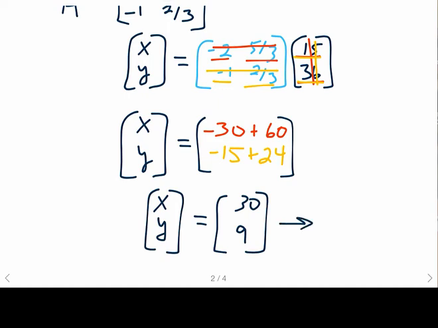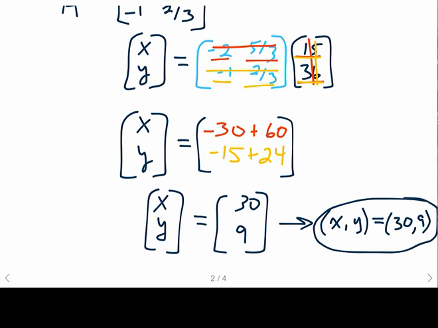If two matrices are equal, that means all their entries are equal. What we can conclude here is that the ordered pair (x, y) is equal to the ordered pair (30, 9). I wanted to express it that way because this was a system of equations. And folks, this is how we can use inverses of matrices to solve systems of equations. Of course, to check your answer, you would put 30 and 9 in place of x and y, respectively, in both of the original equations.